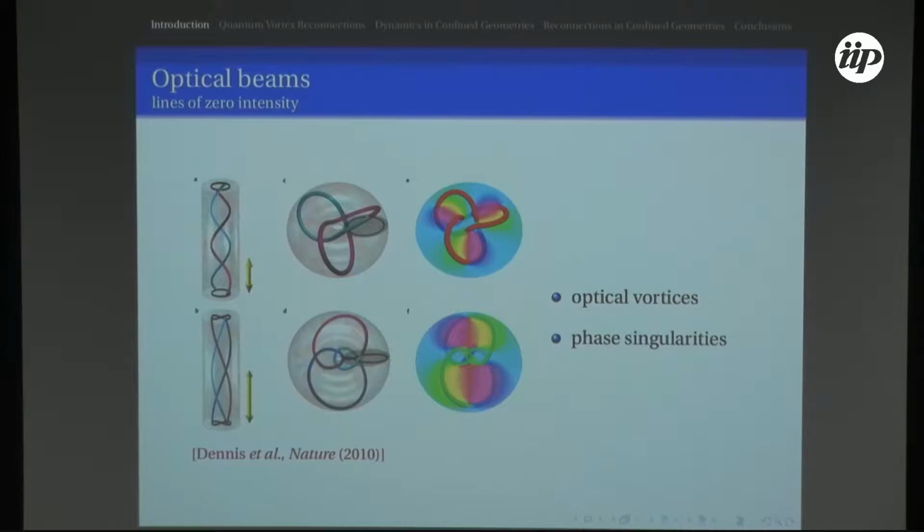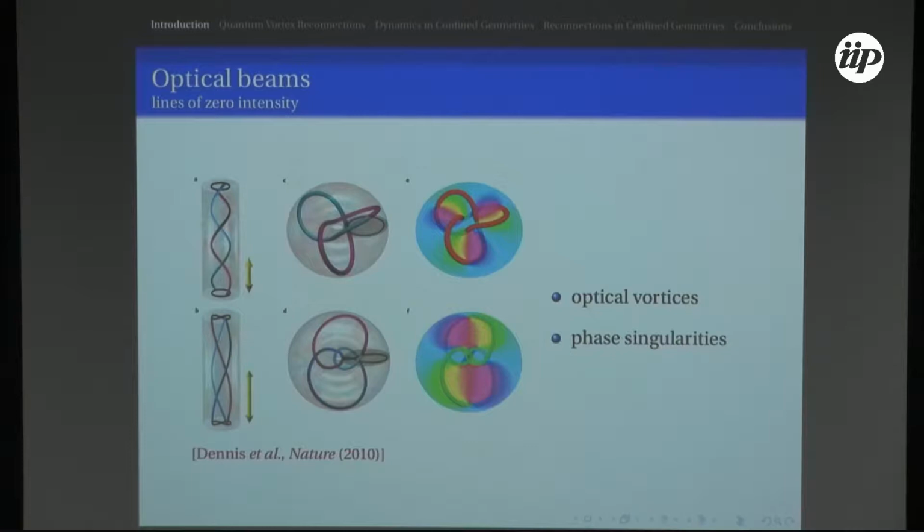Then we also have optics, where the filamentary structures are lines of zero intensity, which have been potentially engineered, for example, by the Padgett group with Dennis and Berry. They are called optical vortices: lines of zero intensity which are phase singularities for the light, and you see that also in this case they observe the reconnection. Actually, in this work they were trying to avoid reconnections.